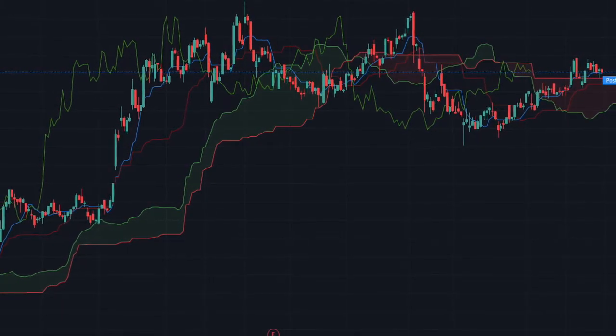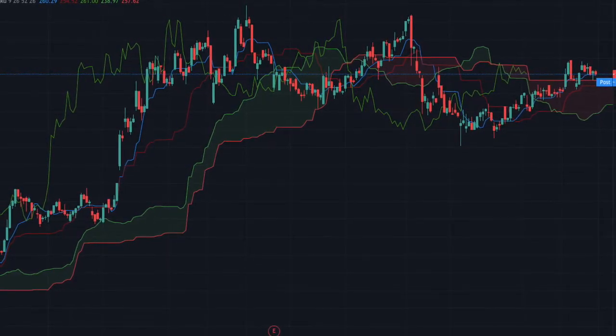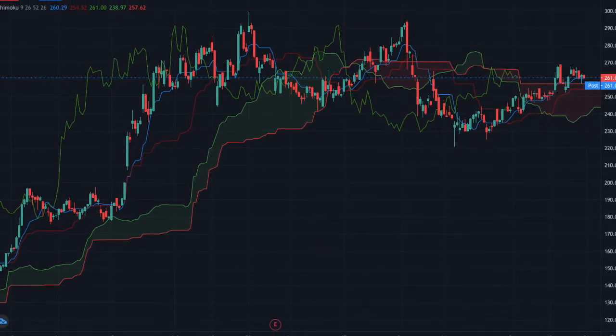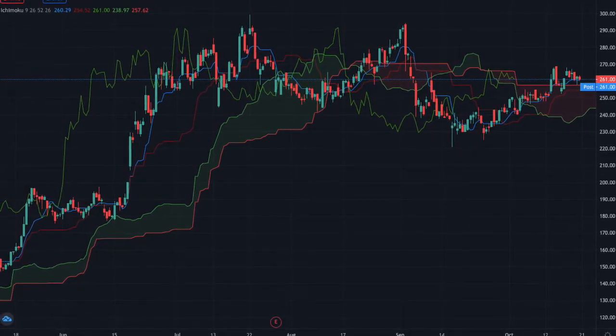Now let's talk about the most important part, the Ichimoku Cloud trading strategy. The strategy that I am about to show you is simple, but we have many rules to follow.